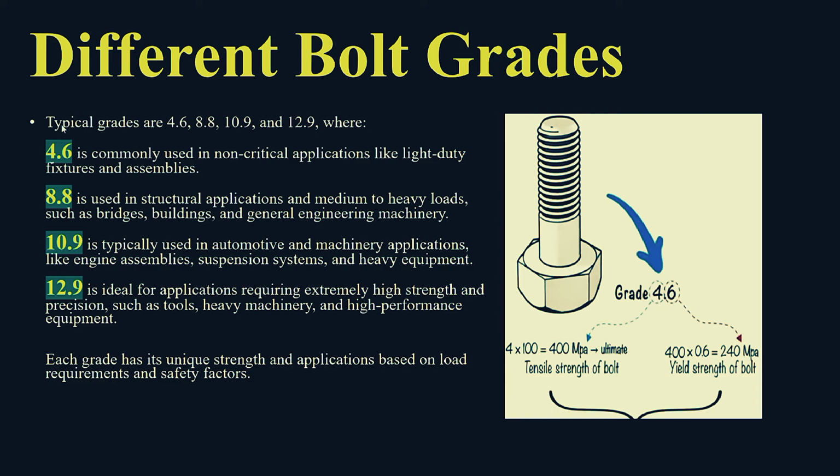4 multiplied by 100 is 400, which will be multiplied by 0.6, and it will result in 240 megapascal yield strength. In the same case, the second digits are actually the percentage of yield strength of the bolts.